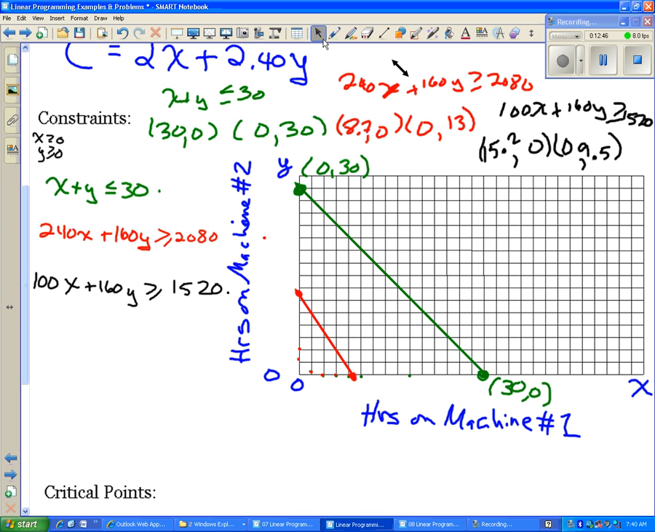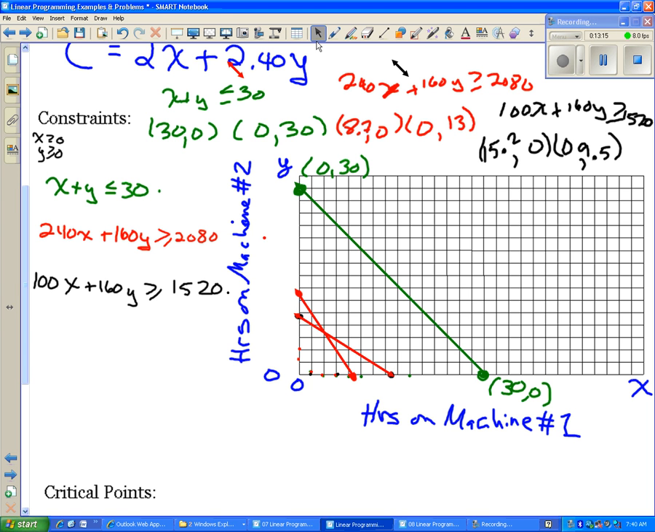And again, I can plot those 2 points, 15.2 and 0. So this was 2, 4, 6, 8, 10, 12, 14. 15 is right in the middle, and 15.2 is a little bit to the right of that. For 9.5, 2, 4, 6, 8, 10, so 9.5 is right there in the middle. Draw that with a black line.